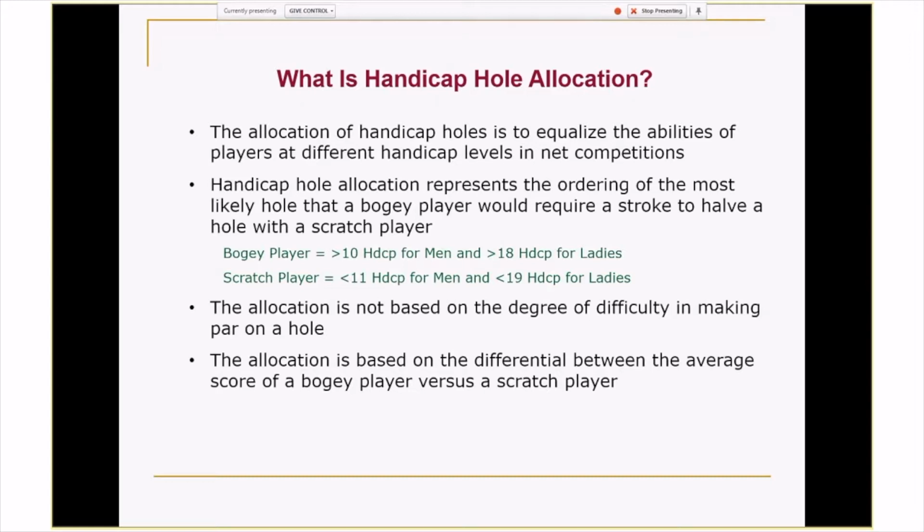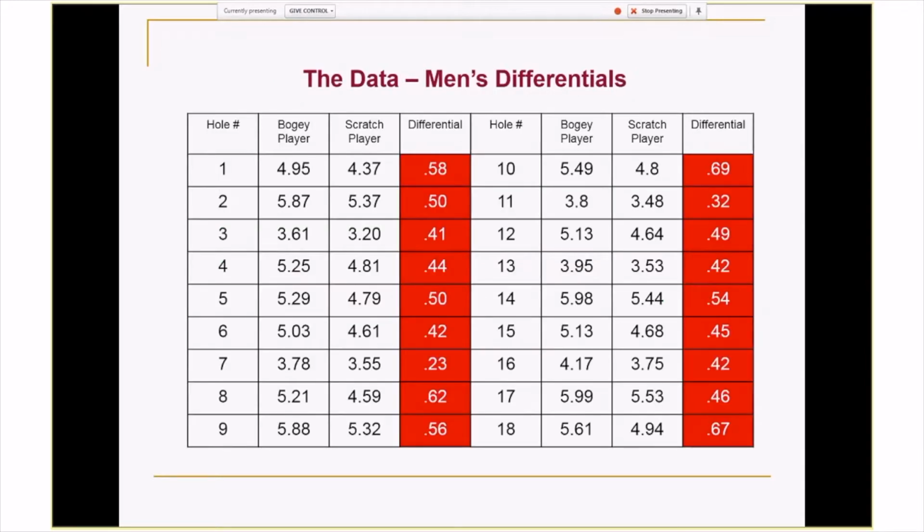You'll note that the allocation is not based on the degree of difficulty in making par on a hole. It is based on the differential between the average score of a bogey player versus a scratch player. When we look at the next slide here, you'll see the differentials for each of the holes.